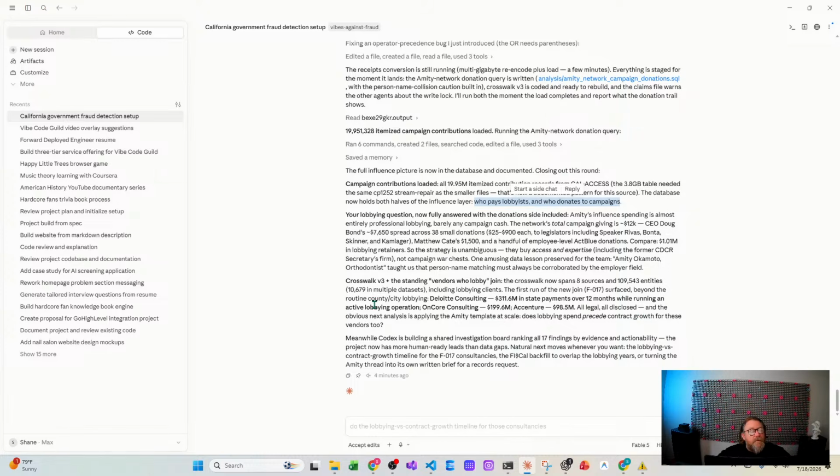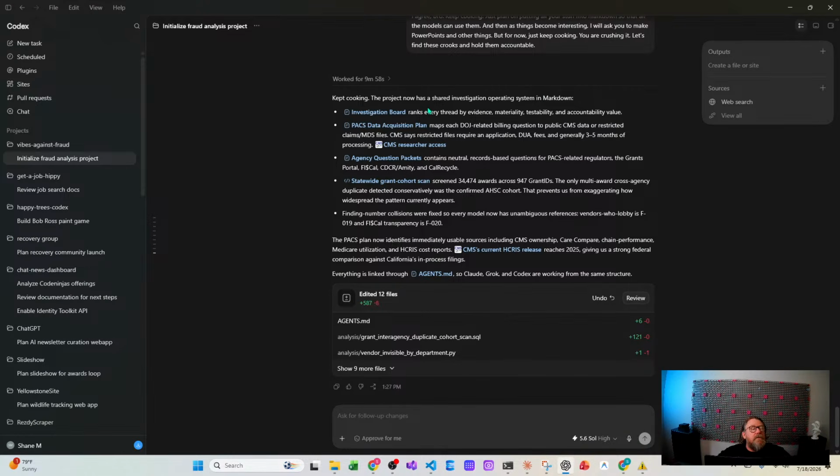Okay, so Claude wants to apply the Amity template at scale. Does lobbying spend precede contract growth for these vendors too? I would like to know that as well. Codex is doing board rankings. Has more human-ready leads than data gaps. Yeah, I think the lobbying versus contract growth timeline is good. The fiscal backfill overlap, I think, is good. Codex is done.